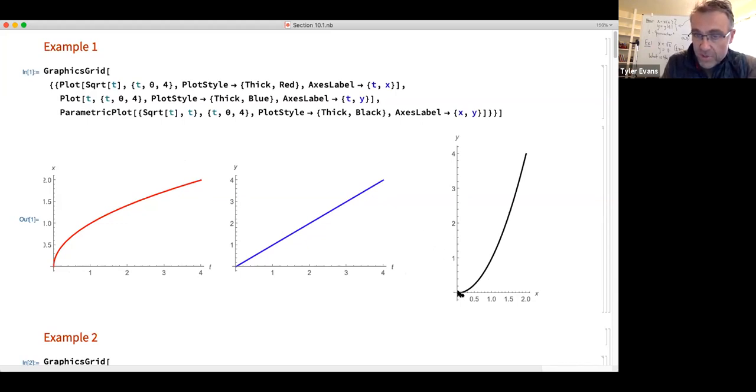x and y are both greater than or equal to 0. And y is getting bigger as x gets bigger. As t gets bigger, y gets bigger faster.